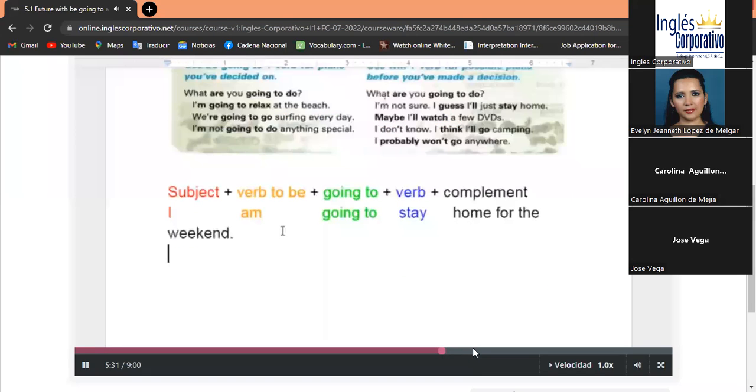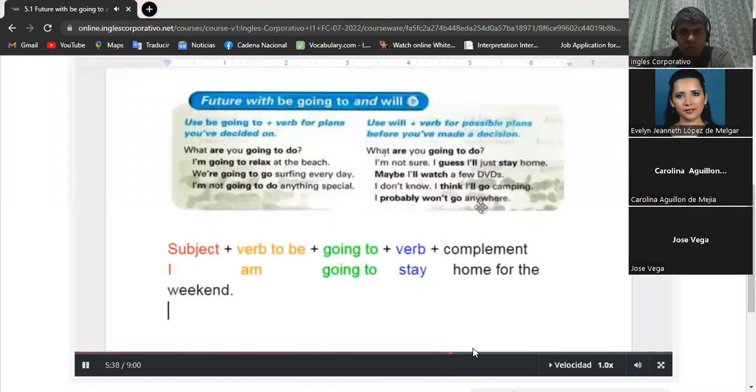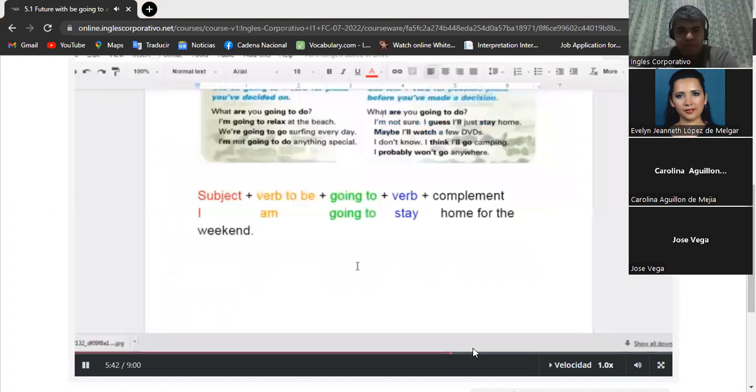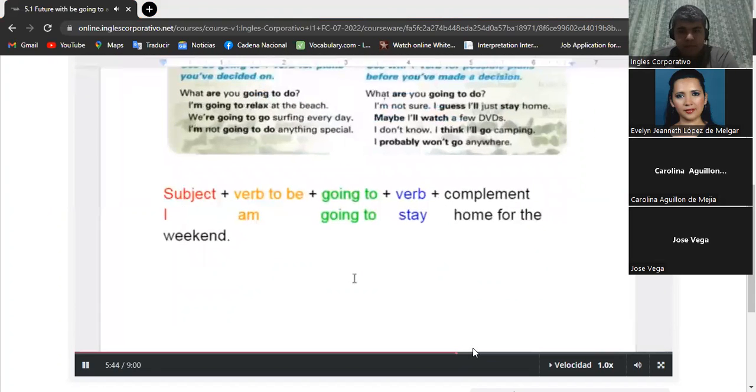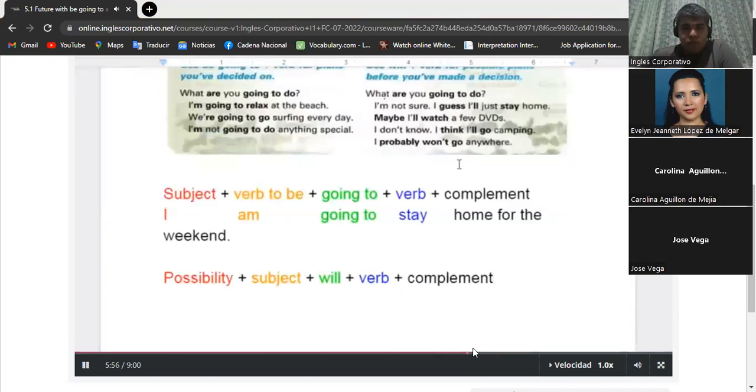Now, let me talk about things that I haven't decided on. So in order for me to talk about possibilities that will happen, then I'm going to use the expressions towards the right. Now, let me talk about the possibilities of what I'm going to do at my house. And so, what I want to do is present this structure towards the right, because what I want to do is think about the things that I haven't made a decision on.